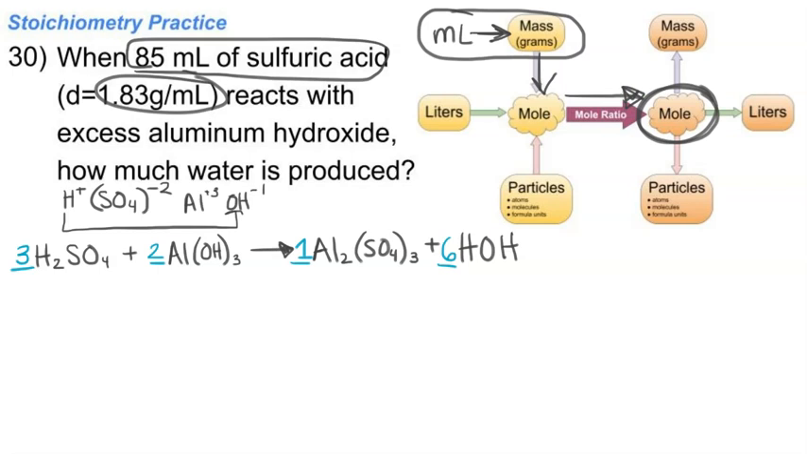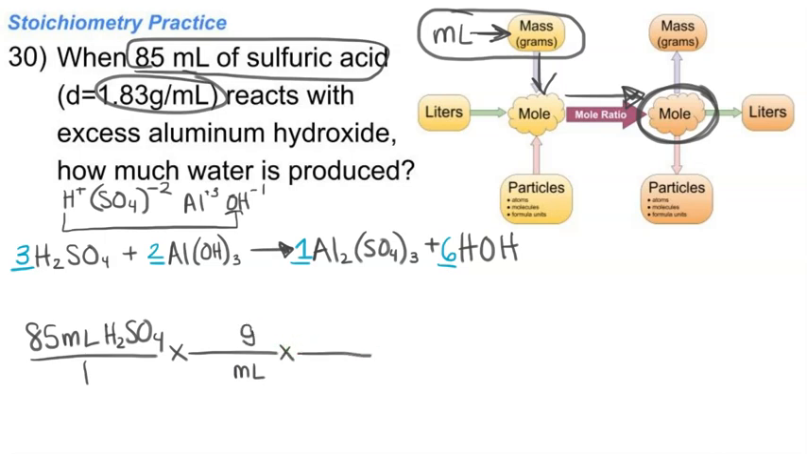So let's start out. 85 milliliters of sulfuric acid, H2SO4. I'm going to put that over 1. First, I'm going to take my milliliters to grams. I forgot a substance there, so I should go back and fill that in. Milliliters of H2SO4 to grams of H2SO4, and this is important here because the density is not the same for all substances. Then I will take my grams of H2SO4 to moles.